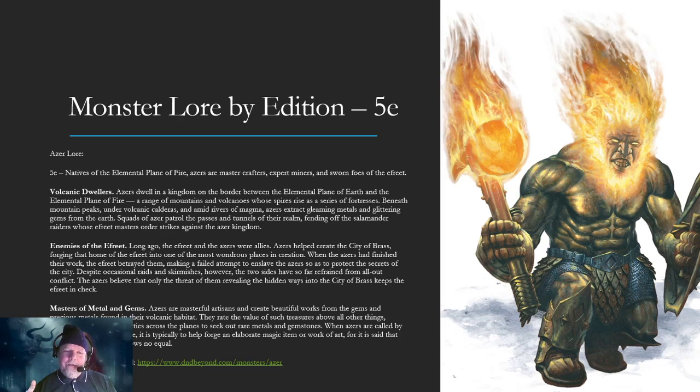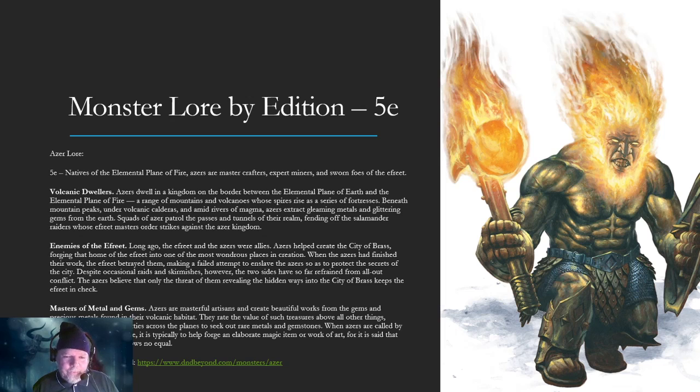The Azers believe that only the threat of them revealing the hidden ways into the City of Brass keeps the Ifrit in check. Oh, a line right there. Ding, ding, ding. If you are a DM, there is a great little thread you can pull on if you want to have a campaign that delves into the elemental plane of fire. Maybe there's something in the City of Brass that they have to find. Well, I wonder who could help them get into the City of Brass. Maybe the Azer.